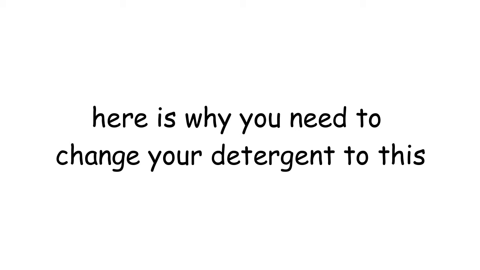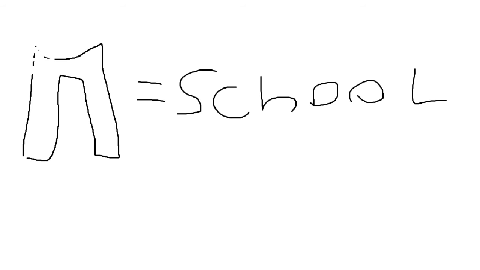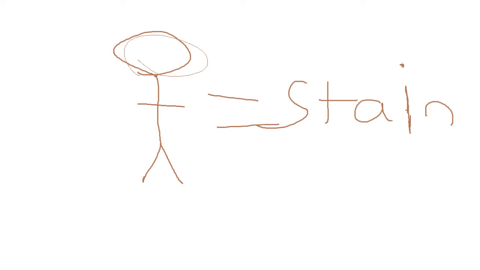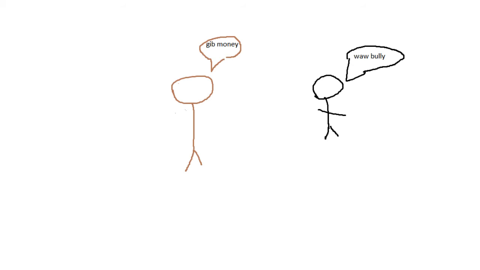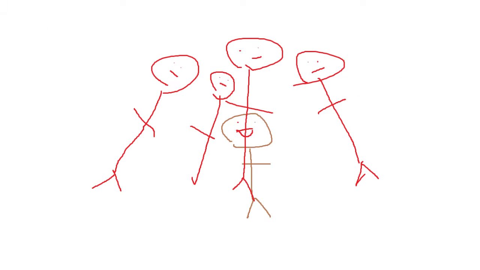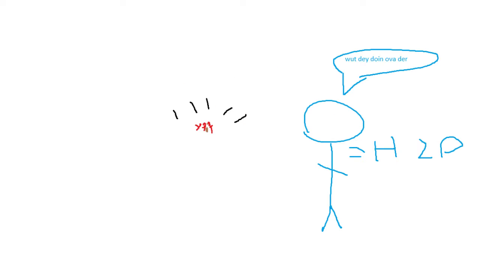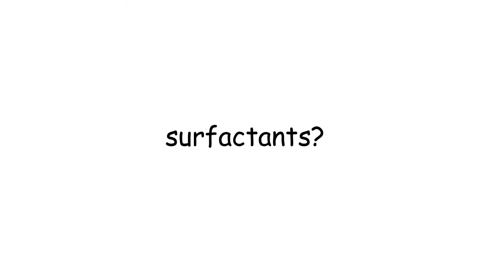So there are these things you find in detergents called surfactants. What are surfactants, you ask? Well, here's an analogy. Let's say your pants are schools. In that school, we have a stain. He's a troublemaker and likes vandalizing school property and bullying bacteria. In this case, surfactants are bullies. The way they work is they circle the stain and make a commotion. This commotion alerts the principal, H2O, who kicks them out of the school. By surfactants being there, it makes it easier to remove stains. That's all I'm saying, really.